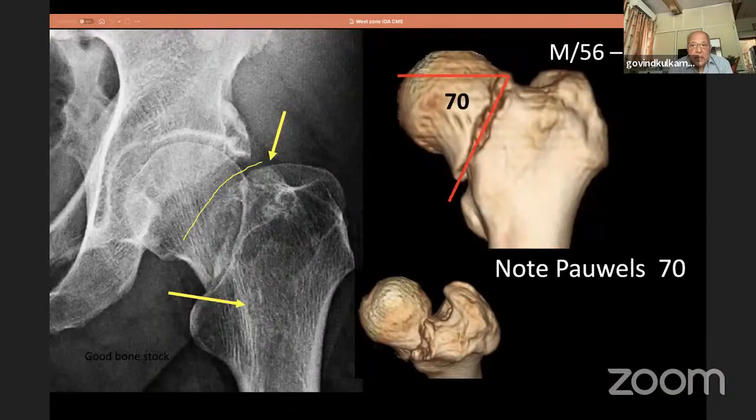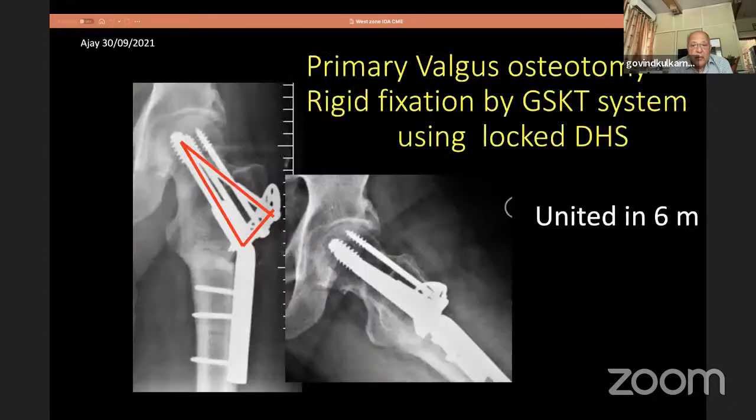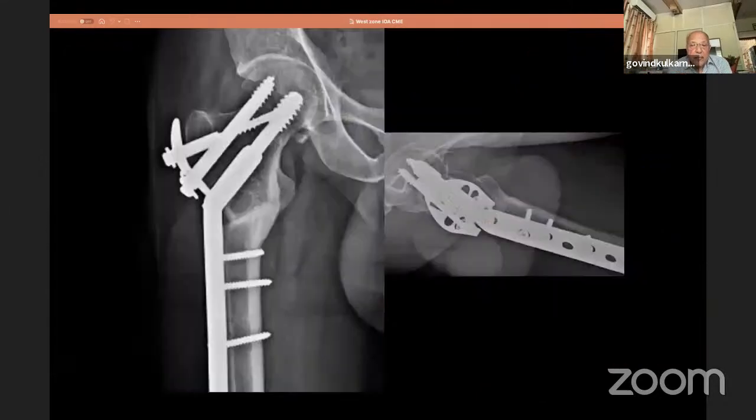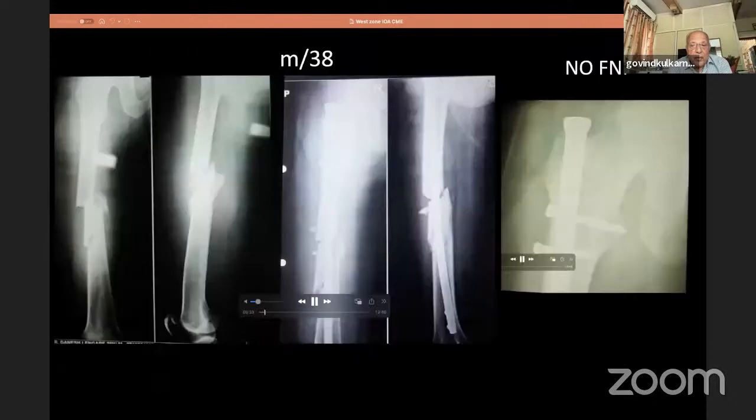This is another case, 70 degrees, and here we have used valgus osteotomy. This is another case, delayed presentation, treated with valgus osteotomy and the triangular system.